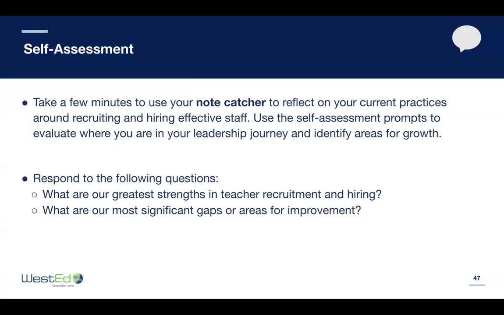Take a few minutes to use your note catcher to reflect on your current practices around recruiting and hiring effective staff. Use the self-assessment prompts to evaluate where you are in your leadership journey and identify areas for growth. Respond to the following questions. What are our greatest strengths in teaching, recruiting, and hiring? What are our most significant gaps or areas for improvement?